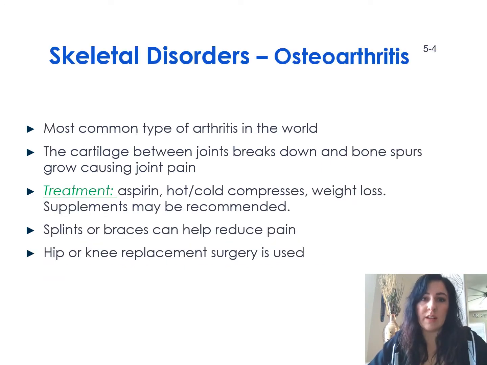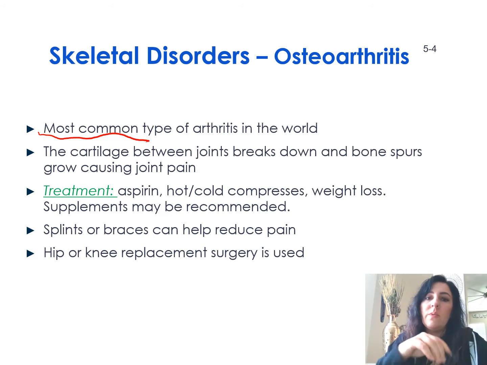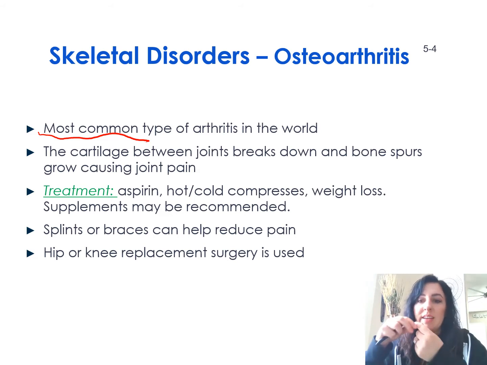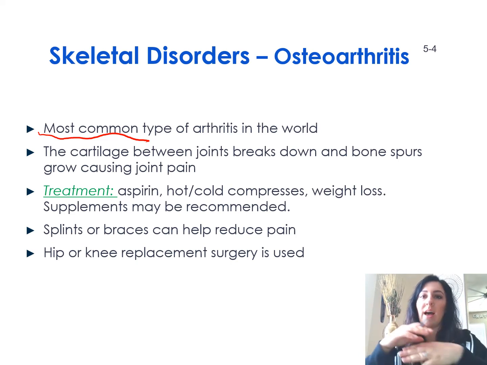So osteoarthritis is the most common type of arthritis in the world. Okay. So this is where the cartilage between the joints breaks down and bone spurs start to grow, and that causes a lot of joint pain. So they get a lot of bone growth. Okay, so some treatment for this would be aspirin, hot and cold compresses, weight loss. Okay, if you're overweight, having to carry a lot of that weight is going to get really painful.